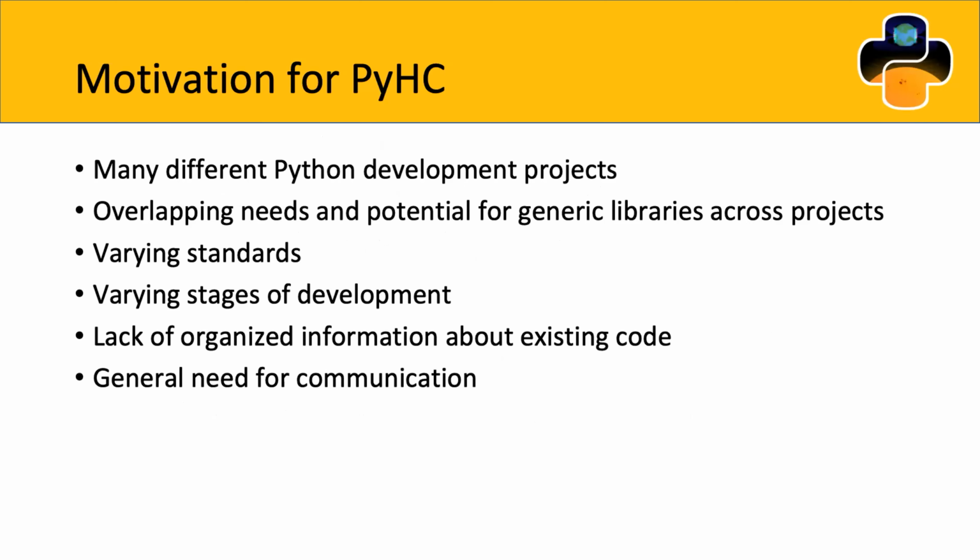So, what was the motivation for PyHC to even become a thing? Before 2018, before we formed as a group and started being a centralized location of all things Python and heliophysics, there were many different Python development projects going on, a lot of them siloed and not necessarily talking to one another, which led to a lot of overlapping needs existing, but not a realization that there were those overlapping needs between projects, as well as the potential for creating generic libraries across projects. So at the time that wasn't happening as much unless you happened to already know about the existence of another project and worked with those people, right?